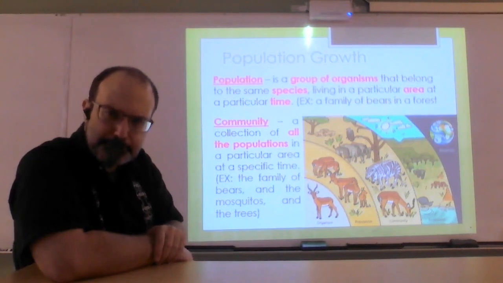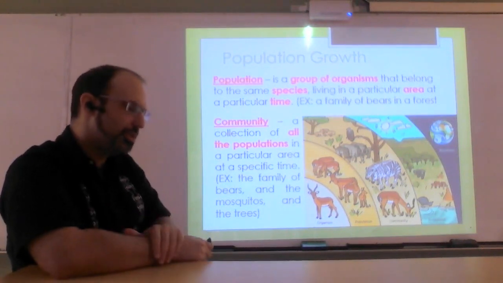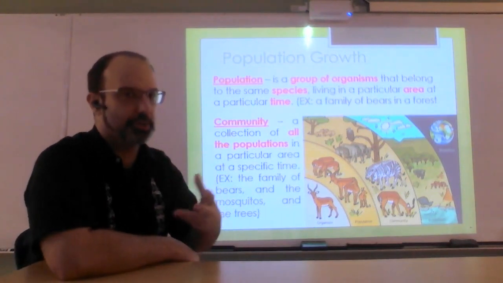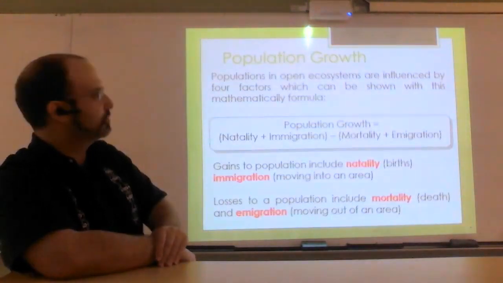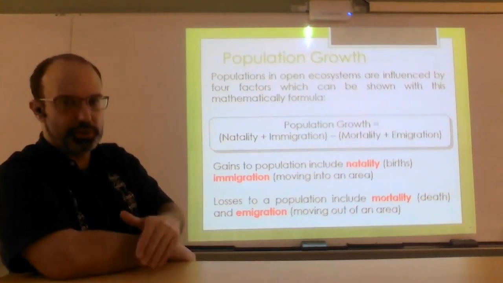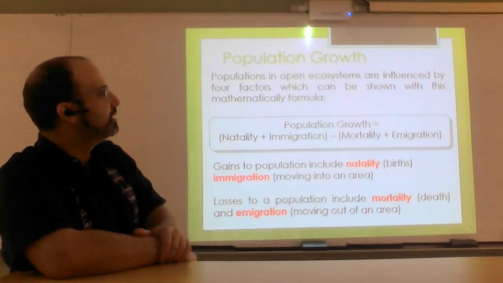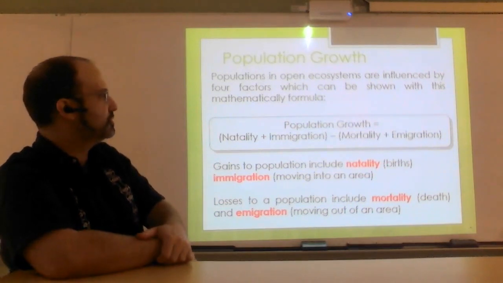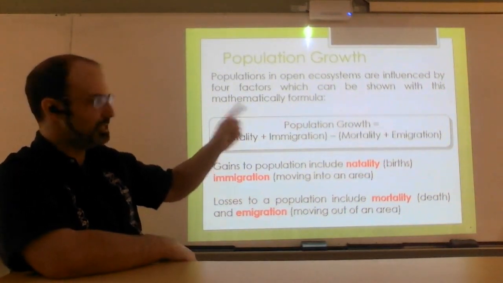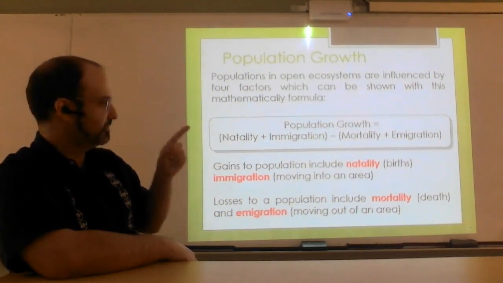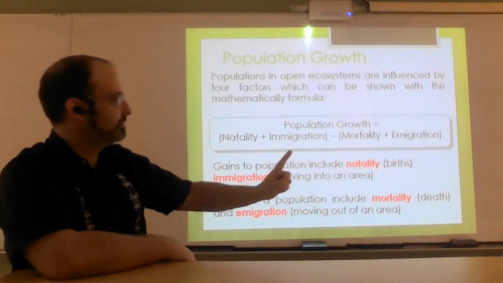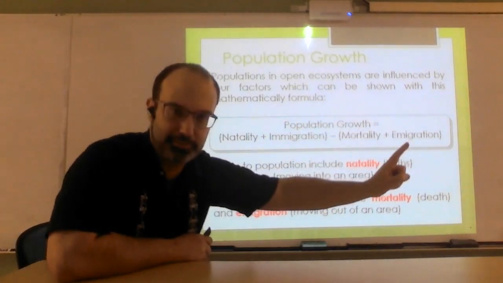Okay? So now that we know what a population is, and we know population growth is about the increase in the number, where does this go to? Populations in open ecosystems, meaning ones where the animals can move around freely, are influenced by four factors which can be shown with this mathematical formula. Population growth is equal to two positives, natality and immigration, and two negatives, mortality and emigration.